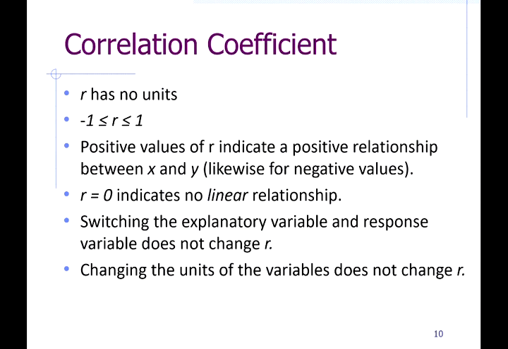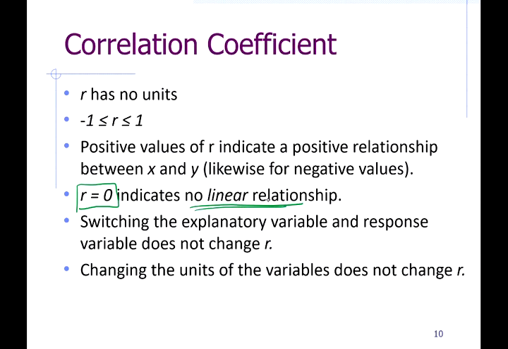Now, a couple of things about the correlation coefficient. One, it has no units. It's just a descriptive measure, and it's some number between -1 and +1. The closer it is to -1 or the closer it is to +1, the stronger the relationship. And if the correlation coefficient is 0 or close to 0, it indicates that there's no linear relationship.